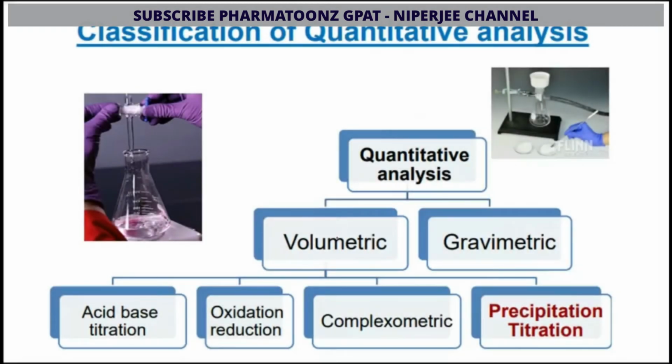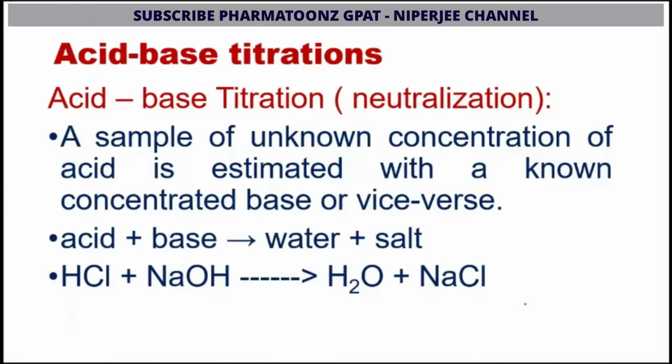Now, quantitative analysis. Basically, there are two techniques: volumetric and gravimetric analysis. In volumetric, there are acid-base titrations, oxidation-reduction titrations, which are called redox titrations, and complexometry and precipitation titrations. First, let us discuss acid-base titrations.